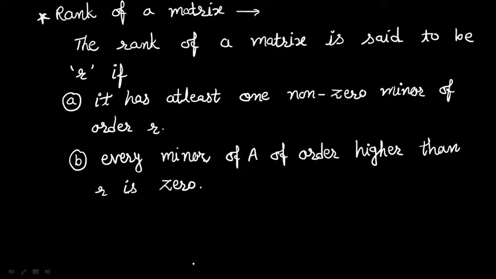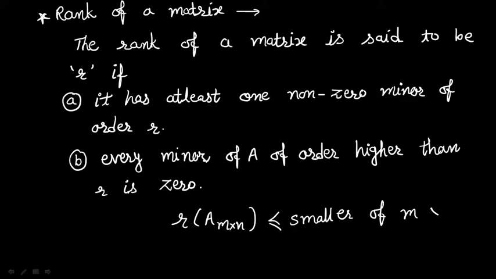Now, the rank of a matrix is said to be R if, first, it has at least one non-zero minor of order R, and secondly, every minor of A of order higher than R is 0. Suppose the matrix is of order m by n. Its rank is always less than or equal to the smaller of the numbers m and n.